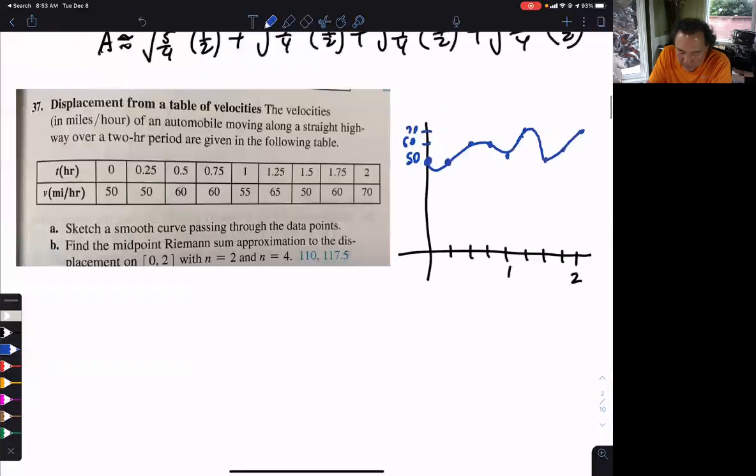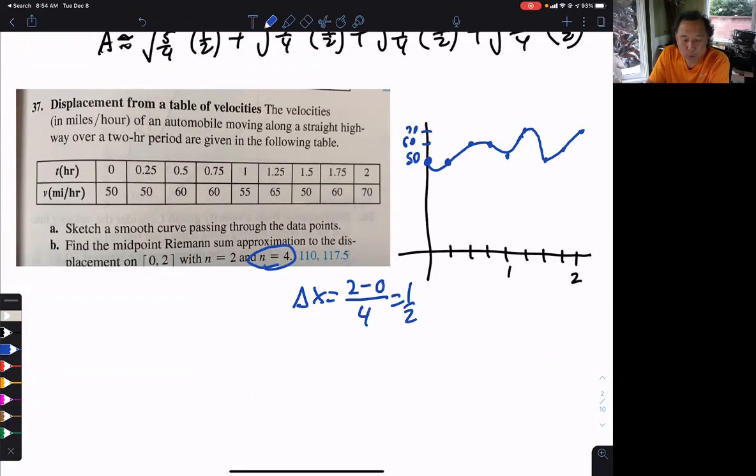B, find the midpoint Riemann sums to the displacement from 0 to 2 with n equals 2 and n equals 4. I'm only going to do one of these. I'm going to do n equals 4 because I don't feel like doing more than n equals 4. What's my delta x? That's going to be b minus a over 4, so it's going to be 1/2.